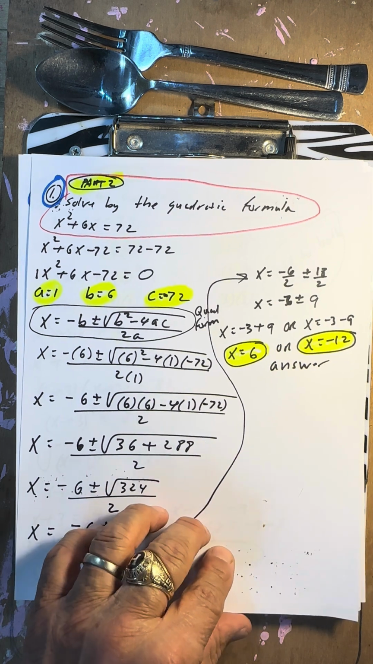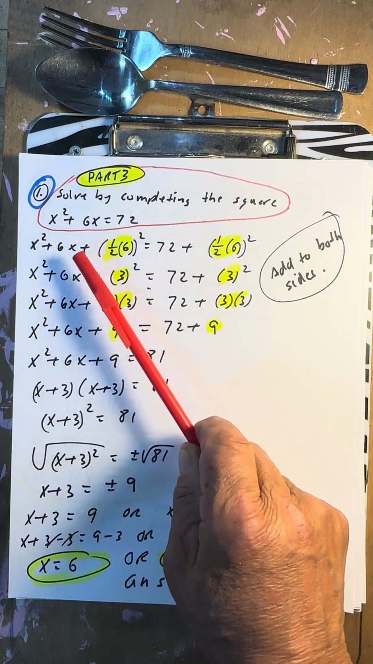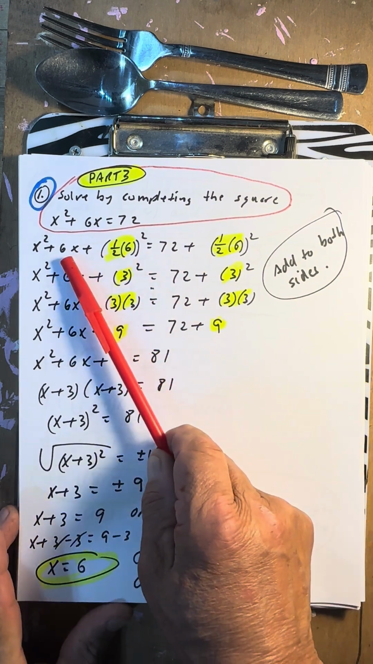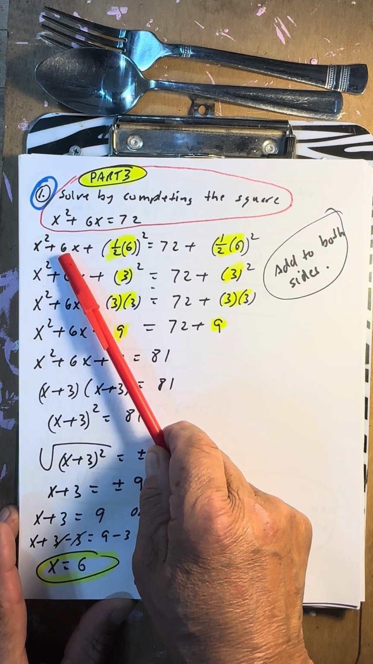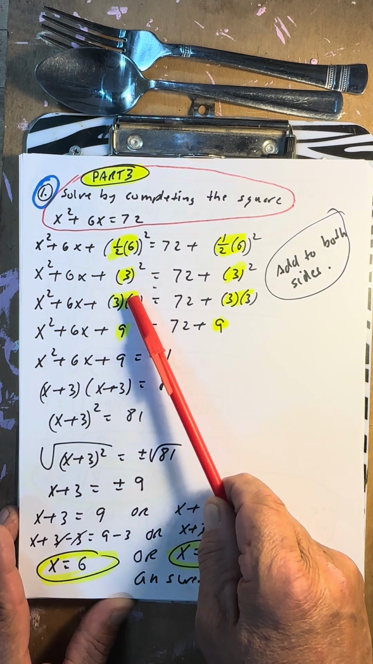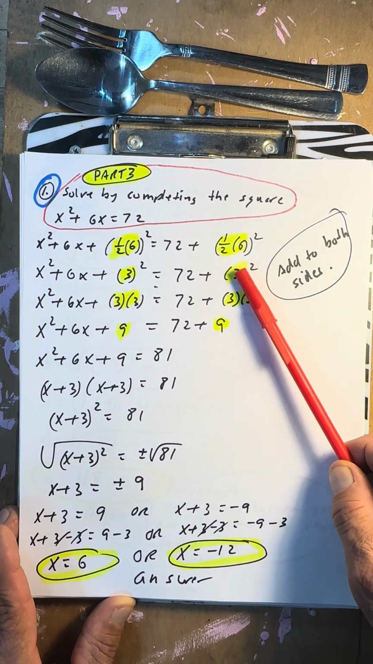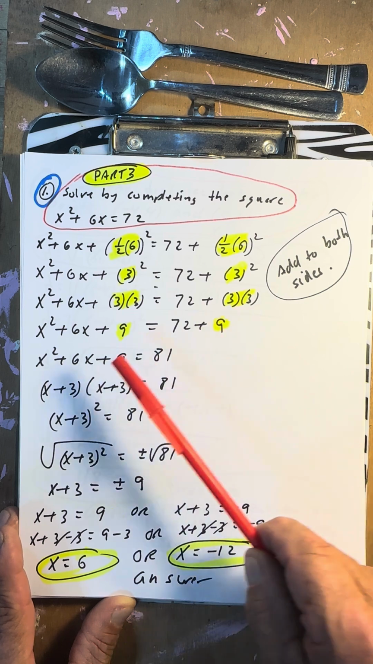Another way? Sure. Another way to do this thing. Solve by completing the square. Okay, how do you do this? Add half of this number squared to both sides. 6 right here, half of 6 is 3. 3 squared is 3 times 3, which is 9. Add it to the other side also. So yeah, 9 there, 9 there.